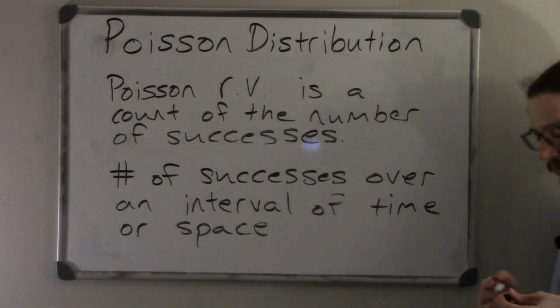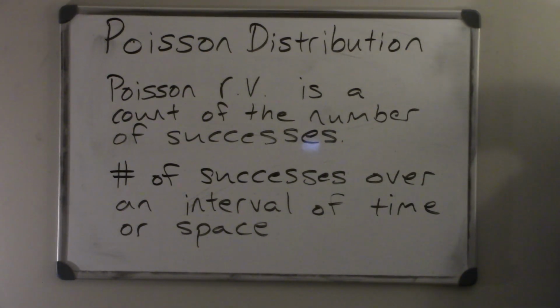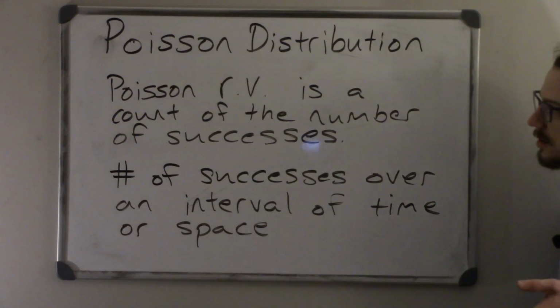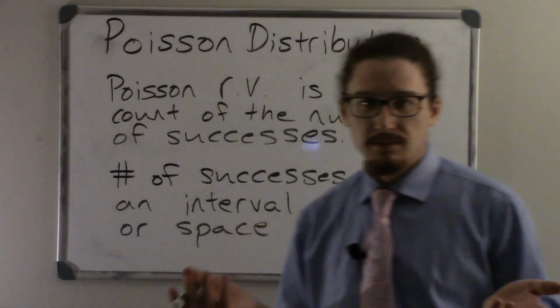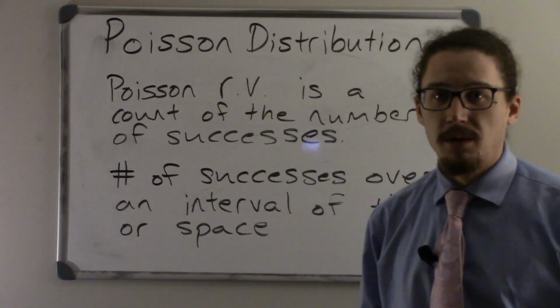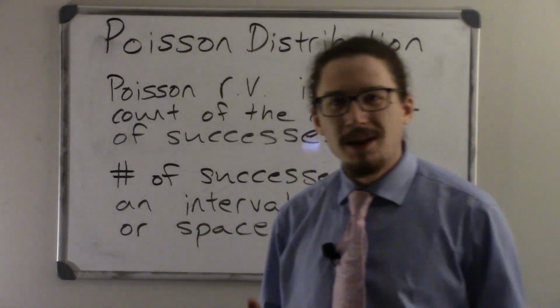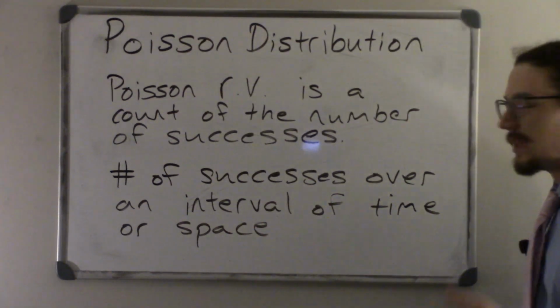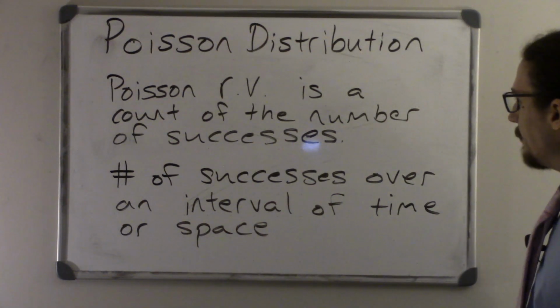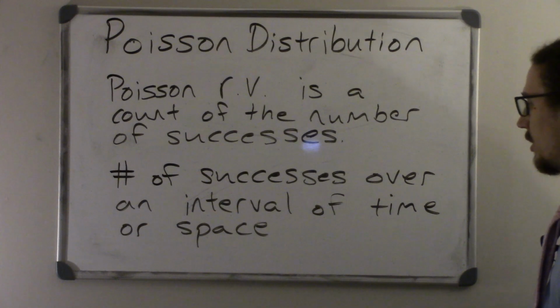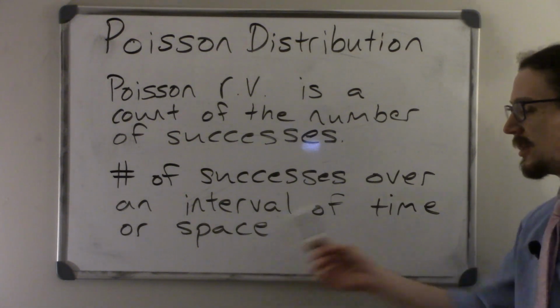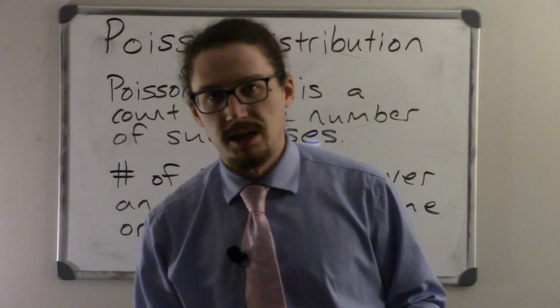So we might be trying to figure out the probability that 3 airplanes go down in a month. That's something that you might use the Poisson distribution for. So you're looking at the number of successes, in this case a plane crash. It does not have to be something positive, although it can be. I make most of mine something negative, but they can be positive things as well. The number of successes, a success being a plane crash, over an interval of time or space, that time being a month in that example.